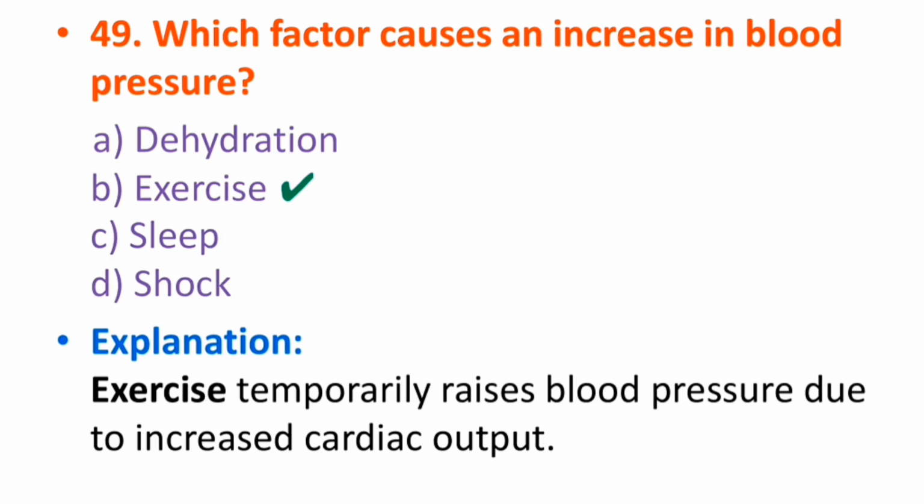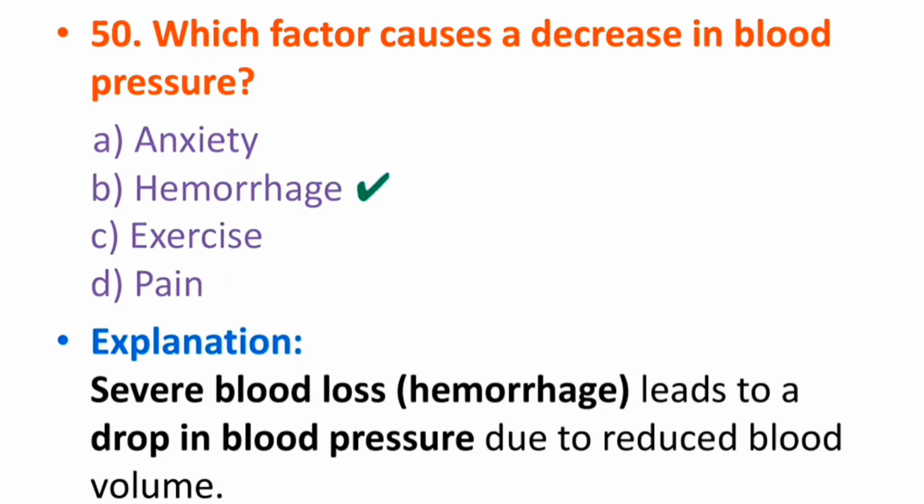Which factor causes an increase in blood pressure? Option A, dehydration; option B, exercise; option C, sleep; option D, shock. The correct answer is option B, exercise. Exercise temporarily raises blood pressure due to increased cardiac output. The factor that causes an increase in blood pressure is exercise.